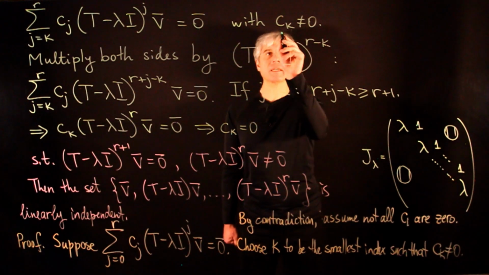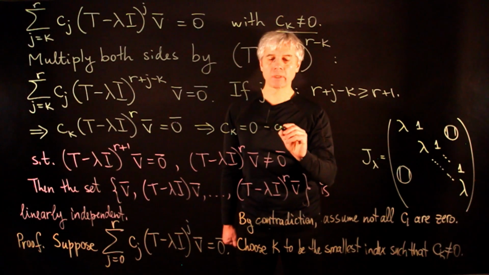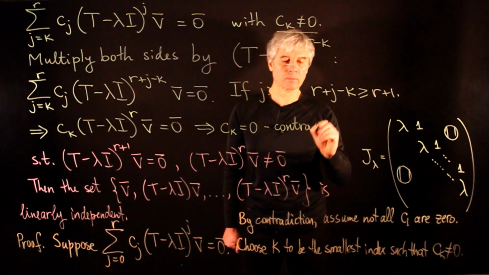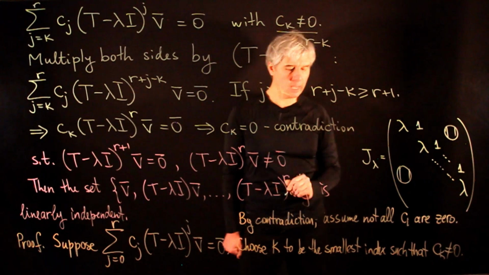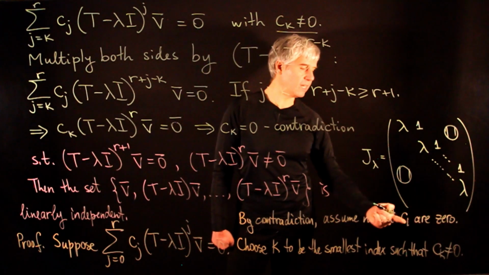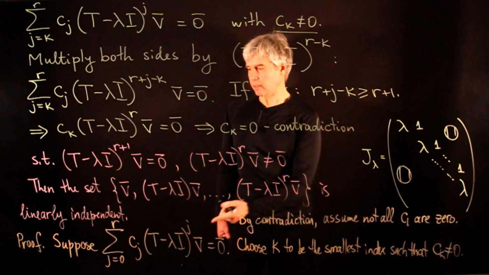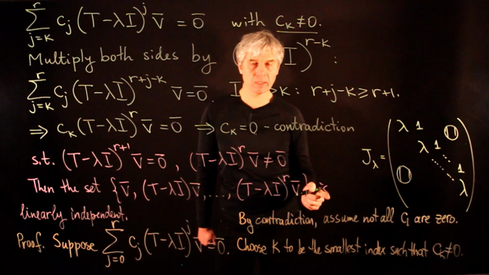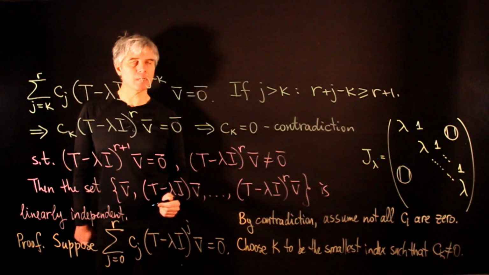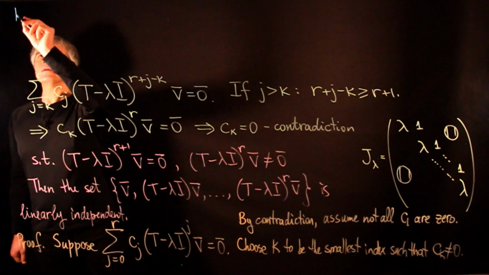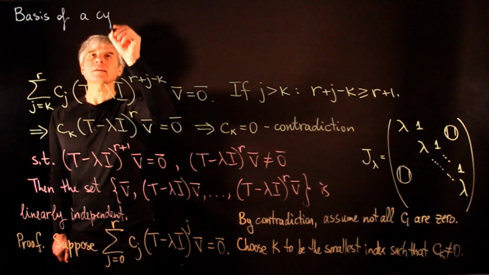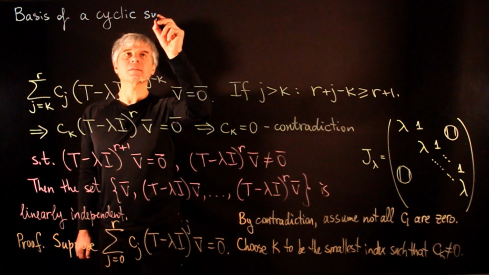But this is a contradiction to our assumption. So we assumed that c_k was the non-zero coefficient. And the source of this contradiction was our assumption that not all c_i's are equal to 0. And this proves that this set is linearly independent. Having proved that these vectors are linearly independent, we obtain that these vectors form a basis of a cyclic subspace.